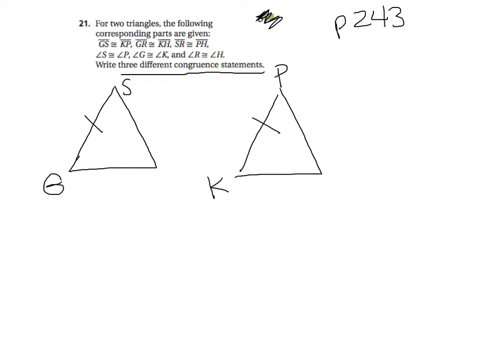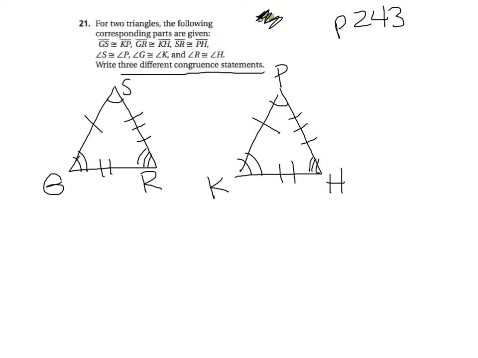Second one would be GR and KH. So I already have G, I'm going to add R, K and H. Those two are congruent. And then finally we've got the last one, SR, would be congruent to PH. Angle-wise, I could go through those as well. Angle S congruent to angle P. Angle G would be congruent to K. And then angle R goes with H, so I'll add 3 arcs there.